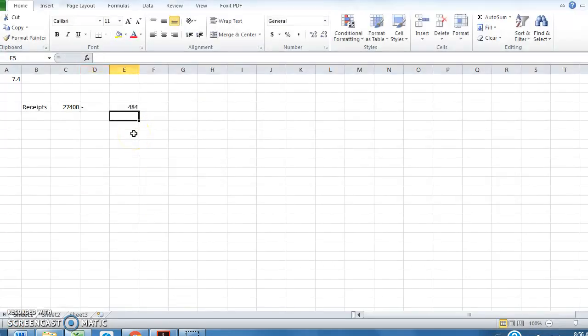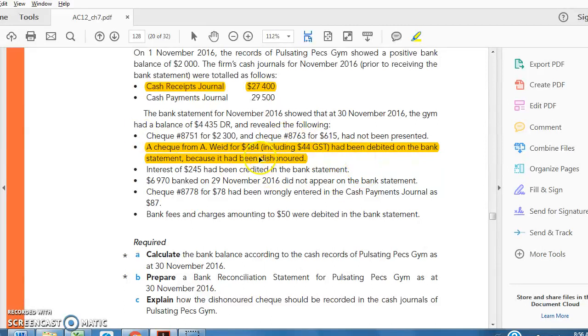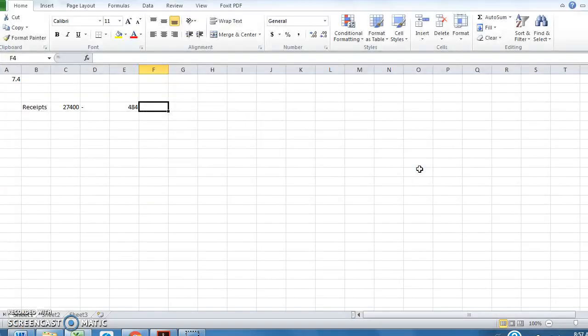However, it's been dishonored, so we have to take this back and make it a negative receipt. So we're minusing out this $484. The next receipt we have to look at is our interest. So where is our interest? Just below. So our interest of $245 being credited in the bank statement. So $245 in the bank from interest.